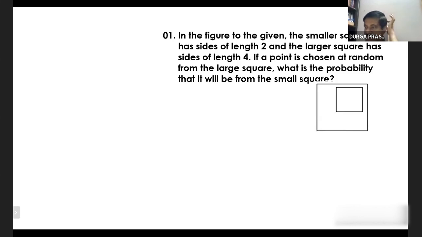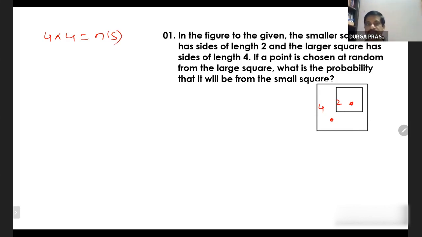Now if you look at the figure given, the smaller square has sides of length 2 units, and the larger square has sides of length 4. If a point is chosen at random from the larger square, what is the probability that it will be from the smaller square? The point may be outside the smaller square or inside it. So what is the possible space in which the point could be? The area of the larger square, 4 into 4. That is n of S.